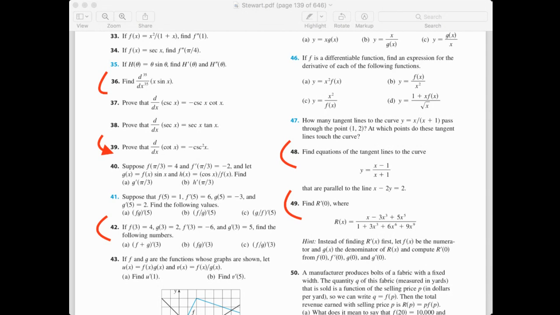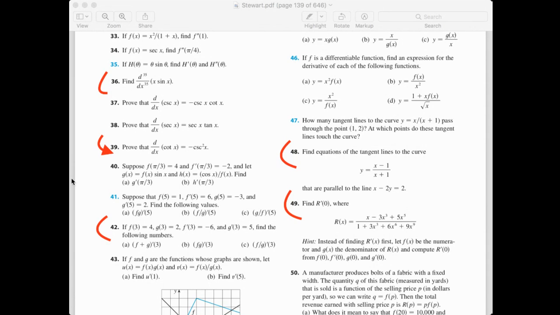Alexandra? Yes. Okay, you're here. Would you like to show us the next one, which is 42? Okay, do you want me to do A, or A, B, and C? Just do one. Just do 42A.